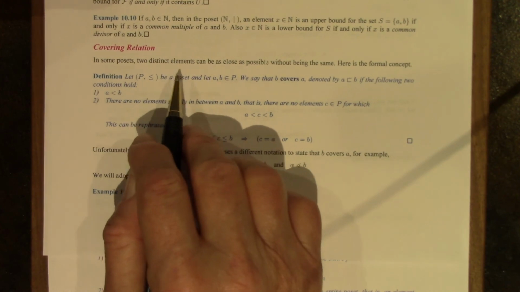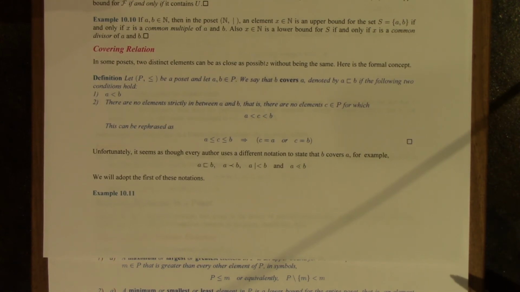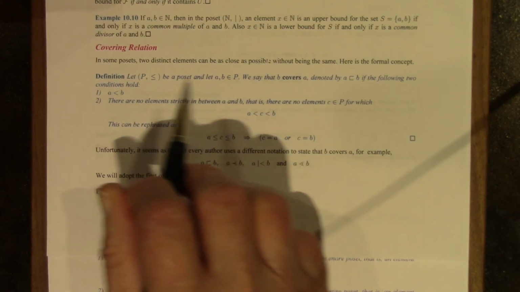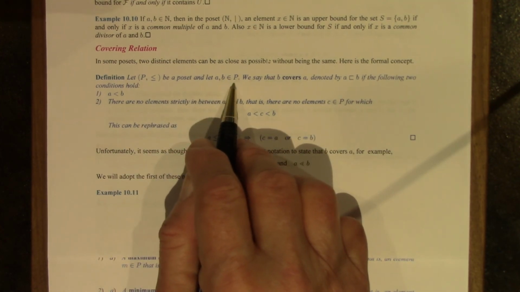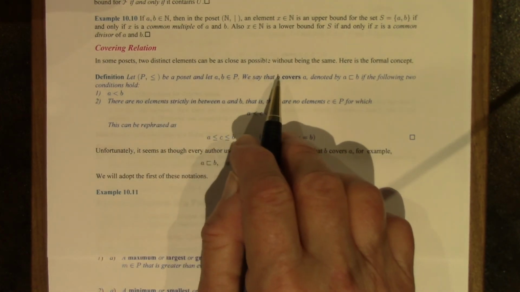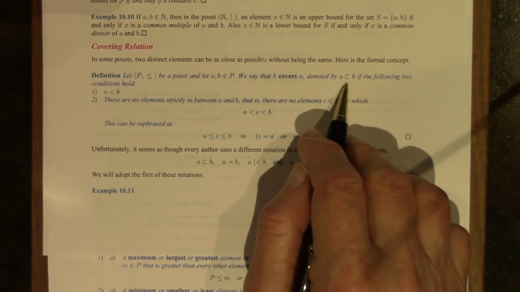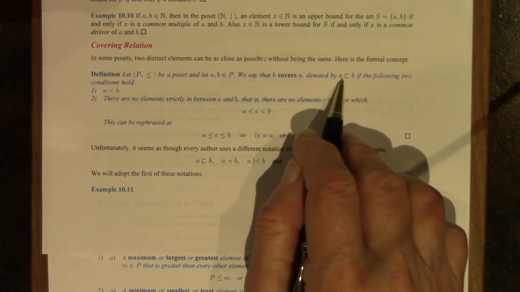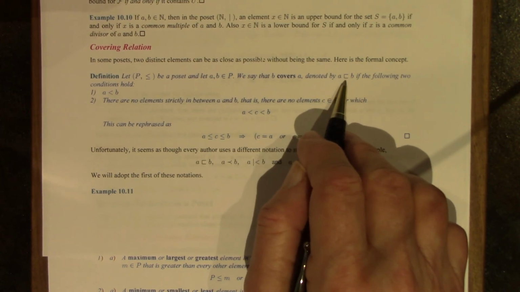In some posets, two distinct elements can be as close as possible without being the same, so they're distinct. Here's the formal concept. We have a poset, two elements A and B in the underlying set. We say that B covers A, and this is the notation I'm going to use. I'll talk about notation in a minute. And you would read this as B covers A, or A is covered by B.